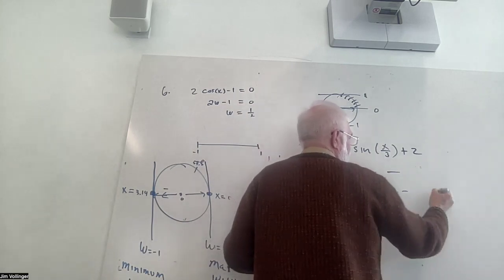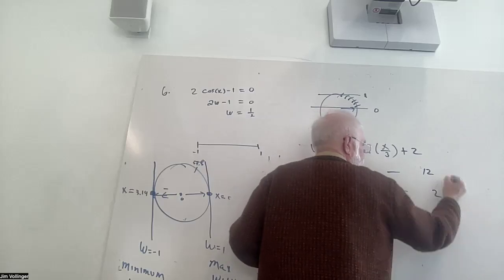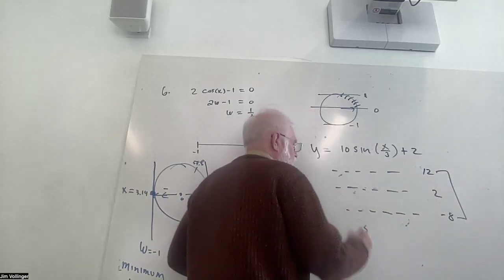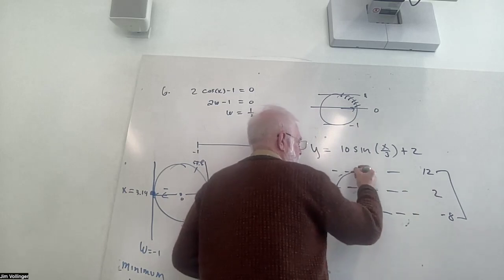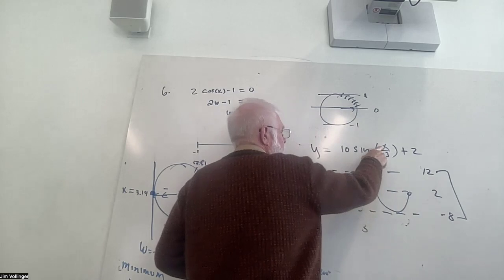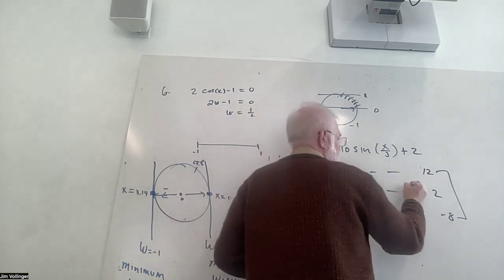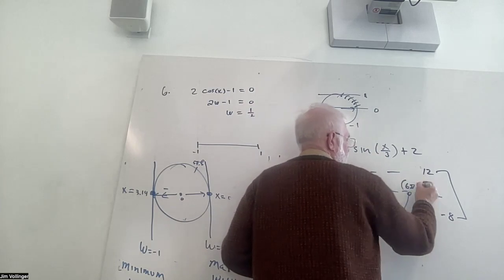One period, that's all I'm after. 2 is the midline, up 10, 12, minus 8, there's your range, -8 to 12. First 90 goes up, back to the midline, coming back. And where did I start? 0 gets me 2. Where did I finish? 6 pi gets me 2.